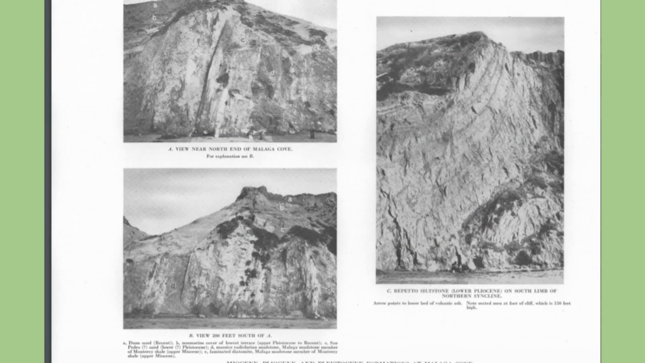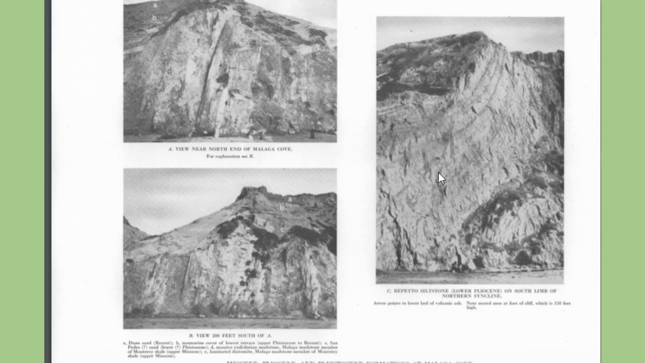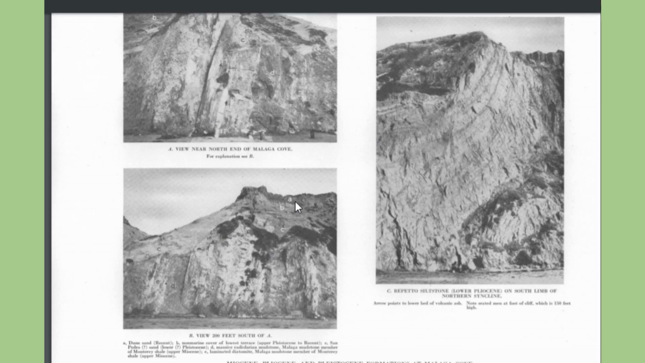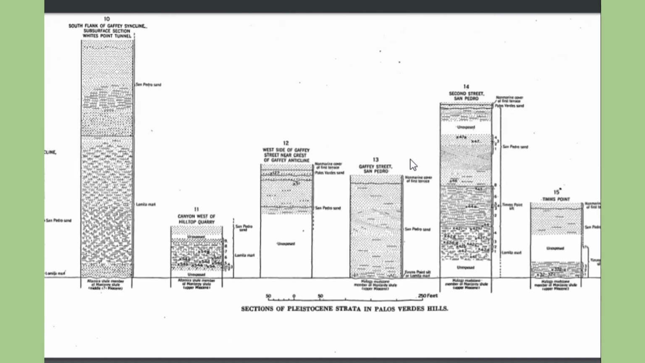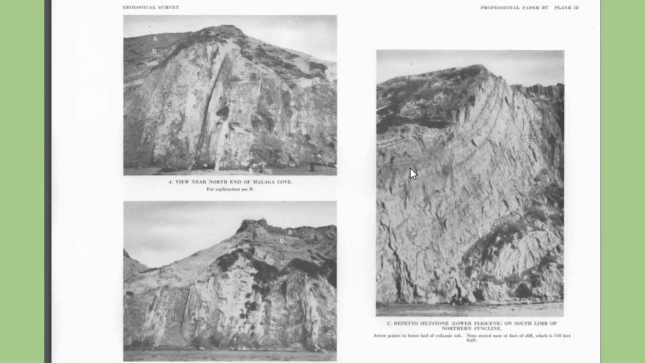We have a USGS survey published, and I will leave the links for both of these articles down in the description. Right here, to our right, we have Repetto siltstone, which is lower Pliocene. We like to categorize geologic ages. Here's Malaga Cove. You can see all the unconformities, and that just means that the timelines for these events were different. This article I'm going to link down below. It has a lot of strata that occurred in the Pleistocene era, and they're just really cool to look at. We're going to see some of this.